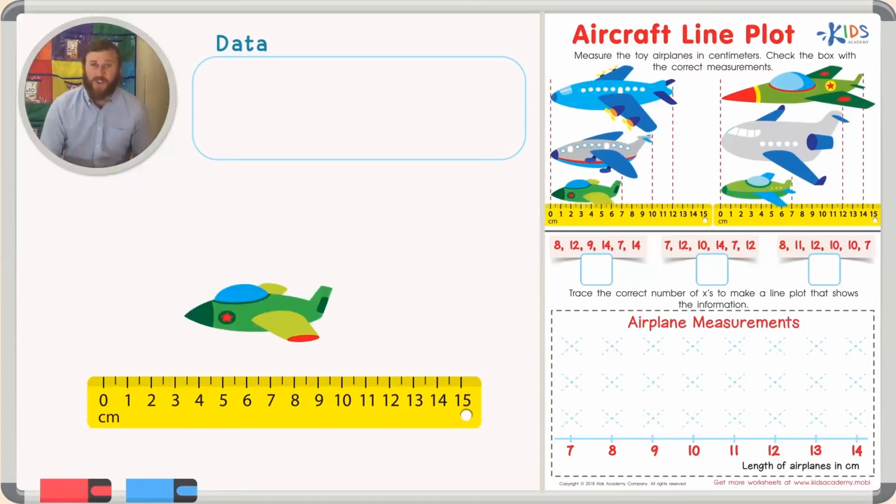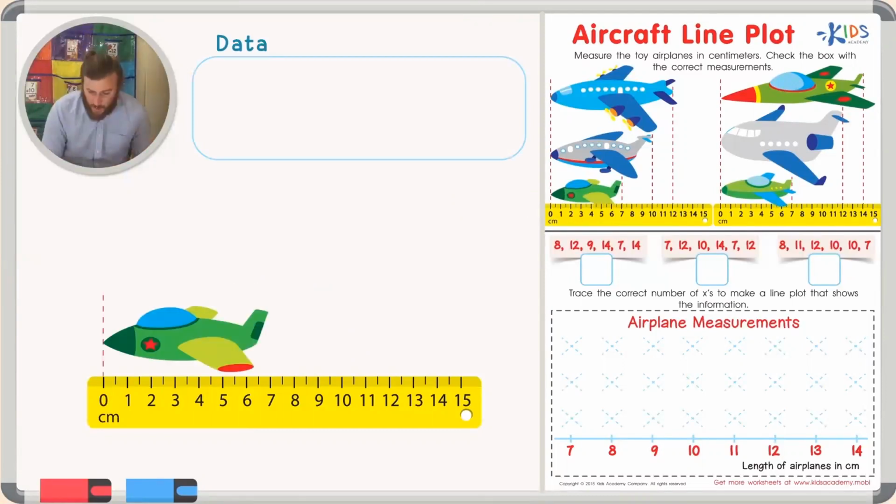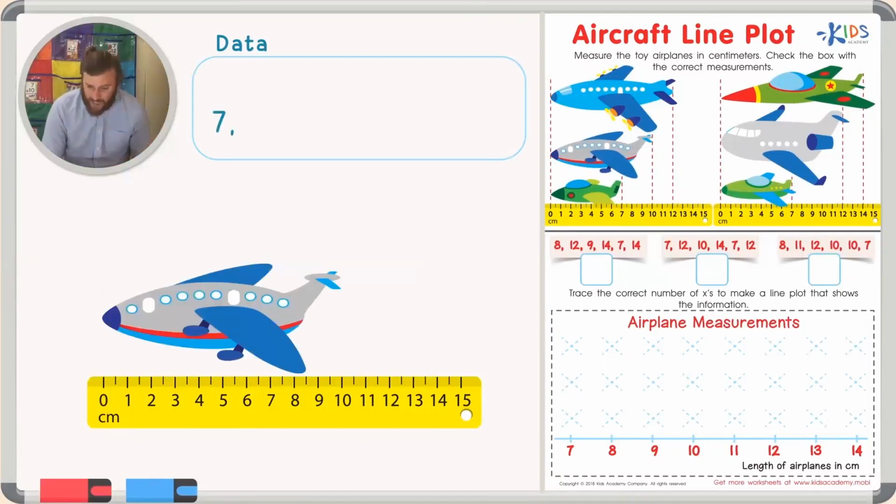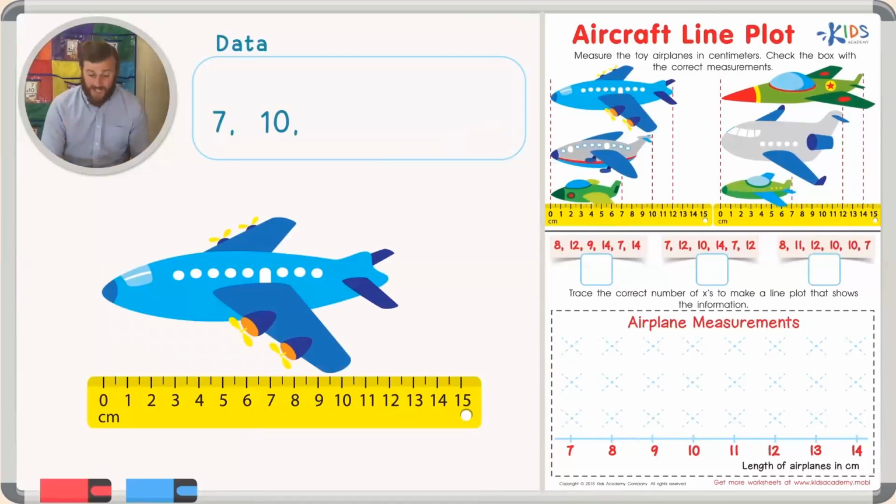So I see our first green airplane. It starts at 0 and it ends at 7. So I know our first green airplane is 7 centimeters long. Our second airplane, the gray airplane, starts at 0 centimeters and it ends at 10 centimeters. So I know I have an airplane that's 10 centimeters long. And our final airplane on this side starts at 0 centimeters and ends at 12 centimeters. So I know I have an airplane that's 12 centimeters long.